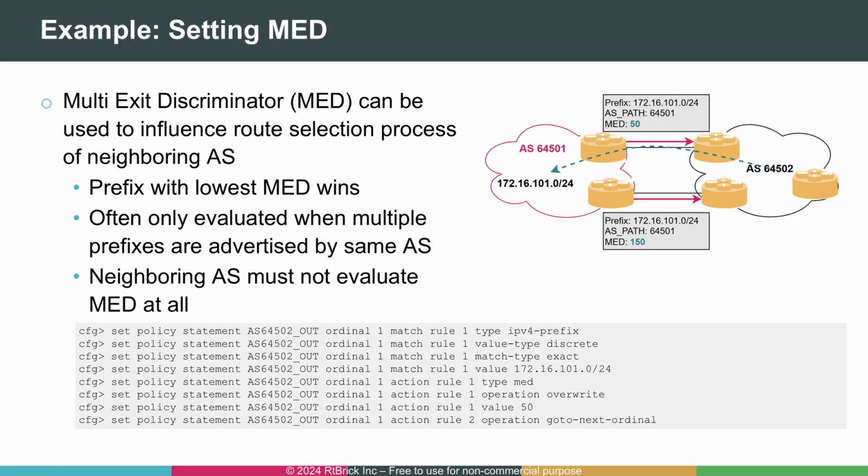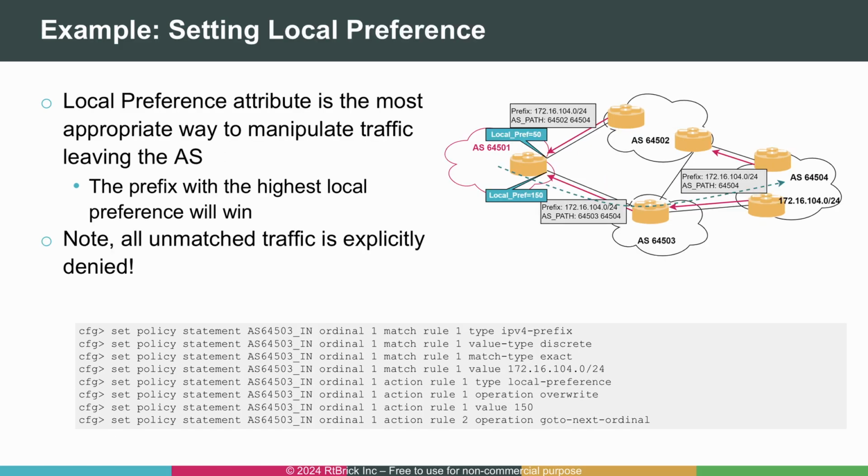Earlier in this section, we mentioned that the primary BGP attribute used to control outbound traffic from your AS is local preference. Unlike MED, local preference is only used on internal BGP sessions. Let's look at another scenario.